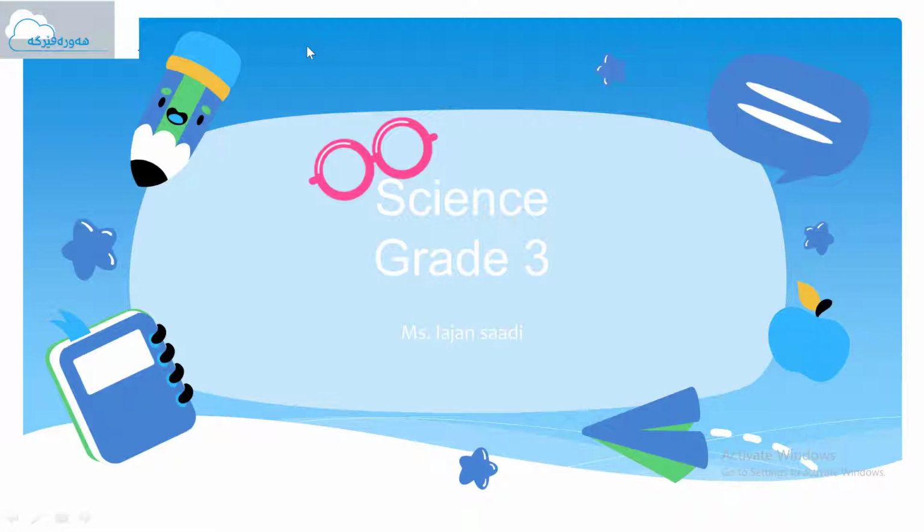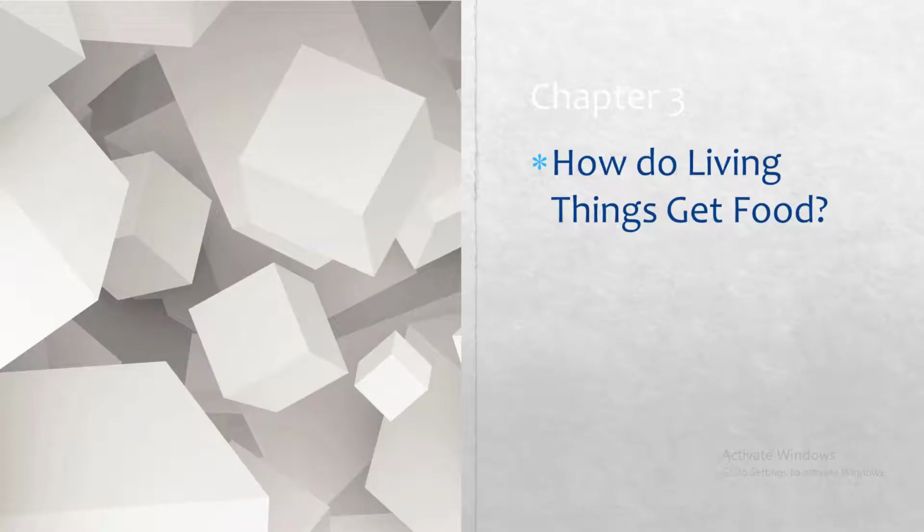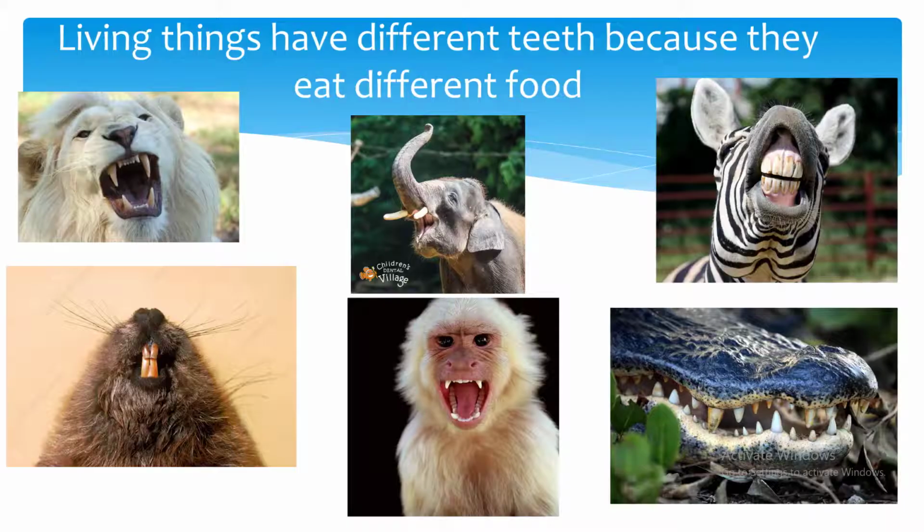Okay, first of all, I want you to open your books at page 68. Our lesson is about how living things get their food and energy, and how they interact with the environment. First of all, you should know that living things have different teeth because they eat different food.